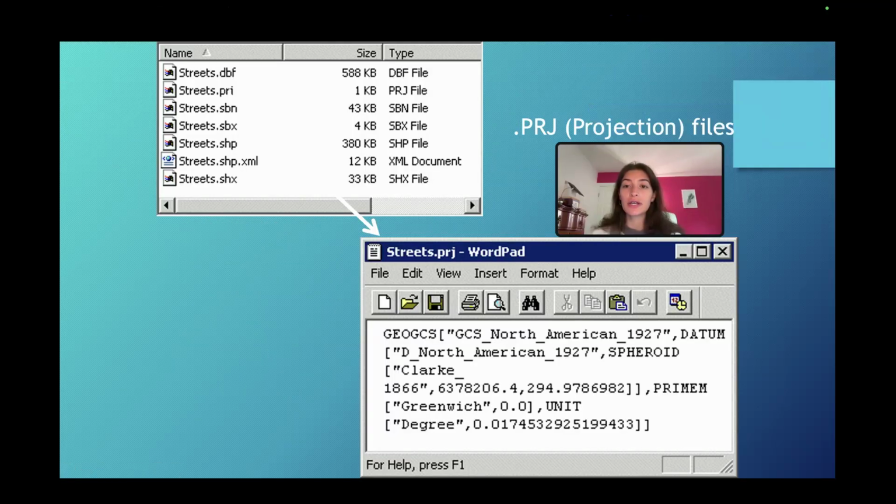So this over here is a .prj file. That's one of the ones mentioned for looking at the projection. And you can see the information that it gives you. It gives you the geographic coordinate system, the datum, the spheroid, gives you a lot of information. So you can look for that. That's one of the easiest things you can do, is just first look for that .prj file or that .txt file.